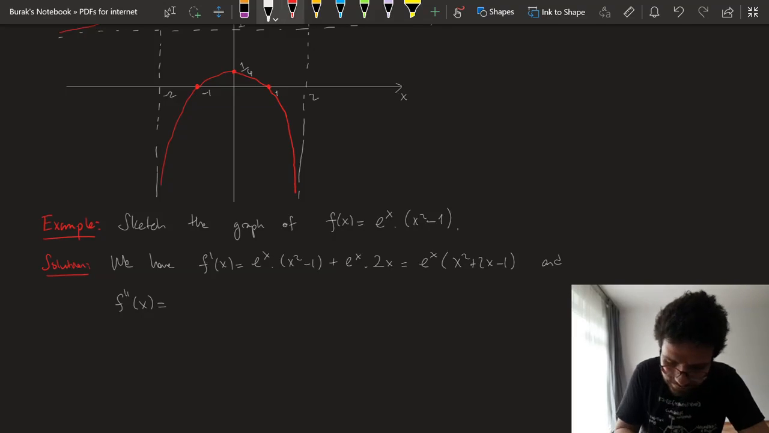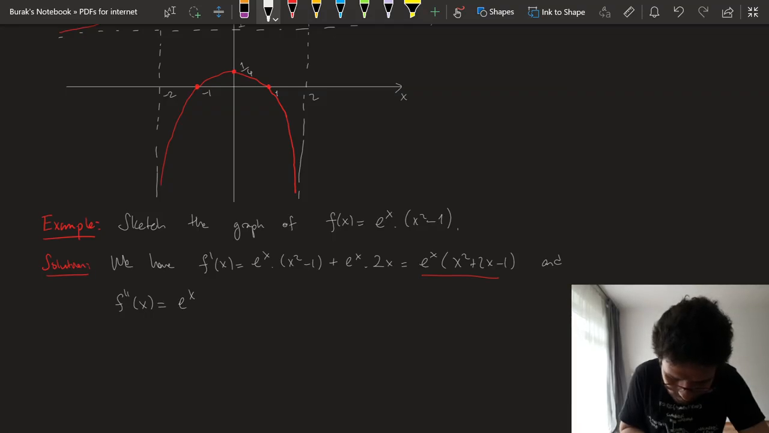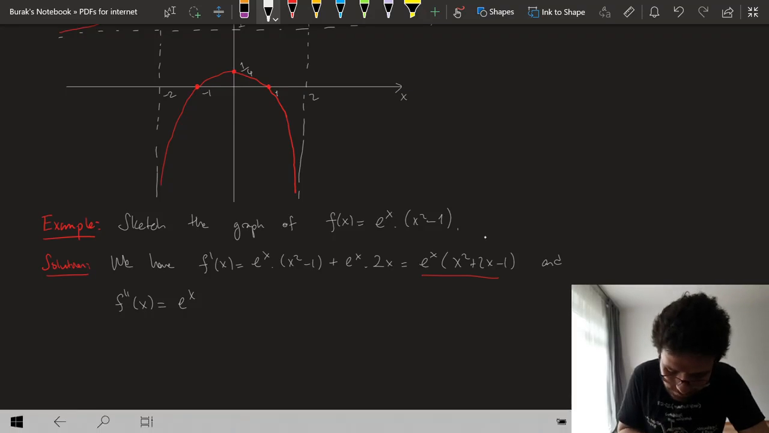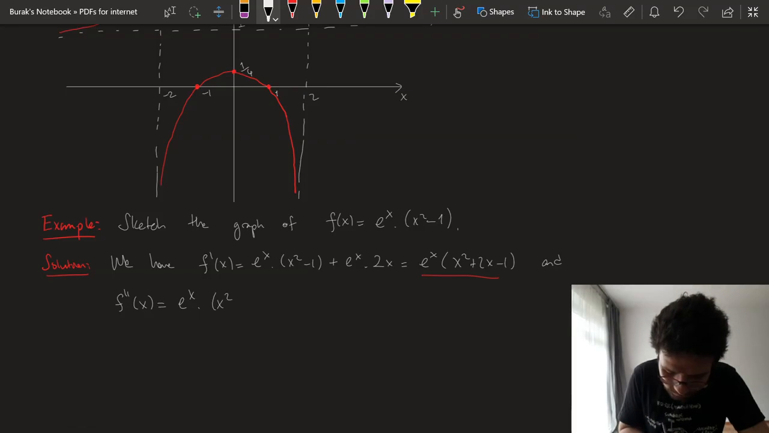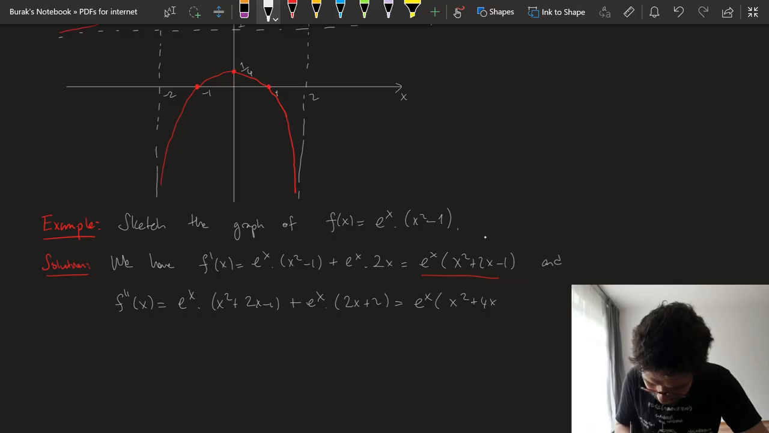I'm going to take the derivative of this final term, by product rule. So derivative of the first one, e to the power x times second one, plus first one times derivative of the second one, which is 2x plus 2. So in e to the power x parentheses, this is going to give me x squared plus 4x plus 1.